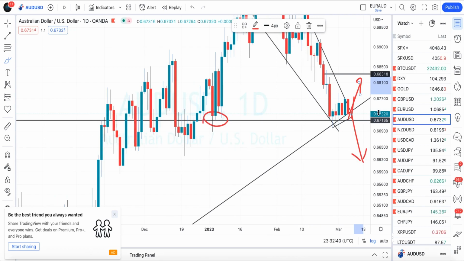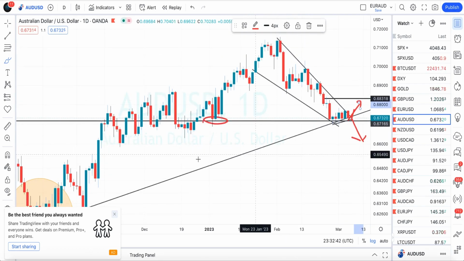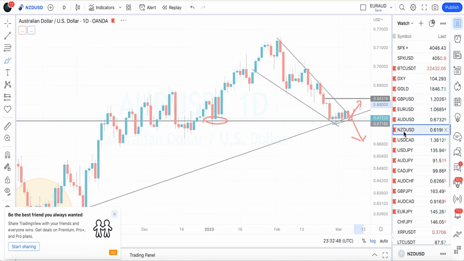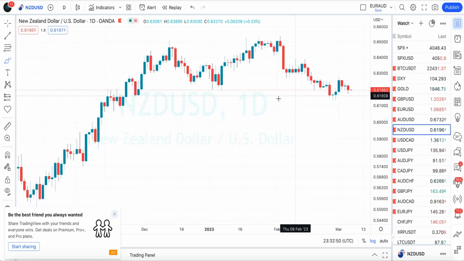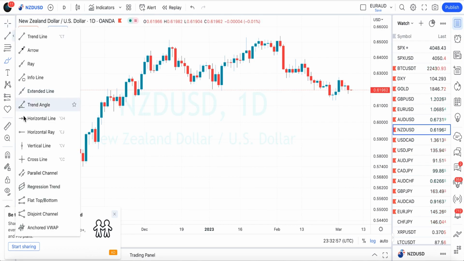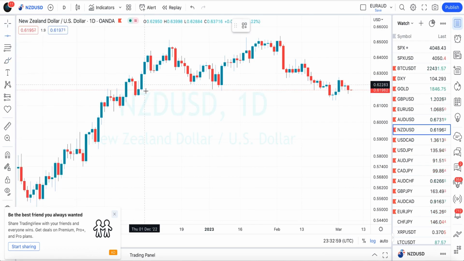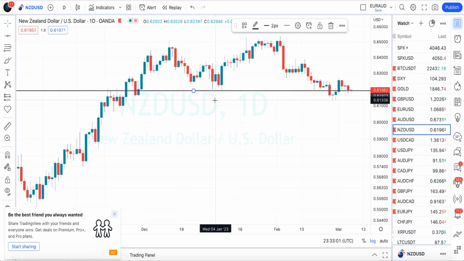So we are waiting for the monetary policy news to know the next direction. The next one we want to check out for you guys is SND USD. If you see the SND USD, as you can see, it has not broken the support level yet. We are still at this particular support level.